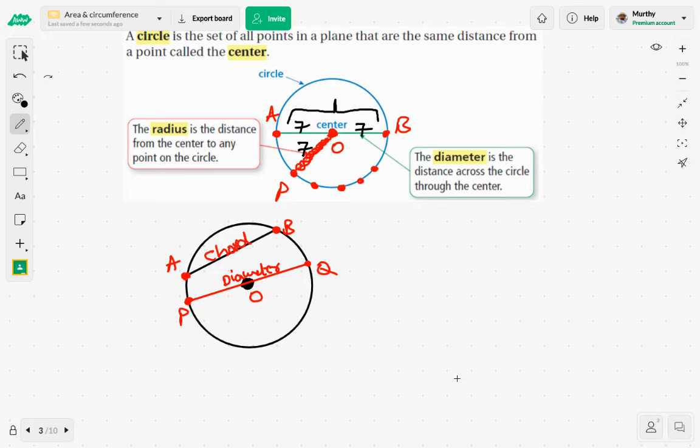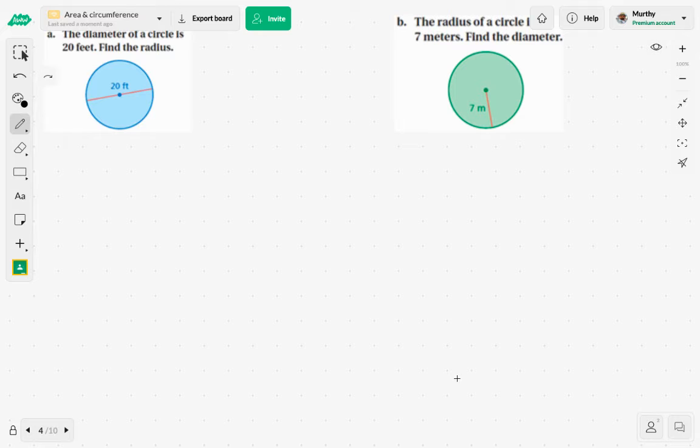Okay, so let's kickstart with simple questions. The diameter of a circle is 20 feet. Let me remember what a diameter is. A diameter is a line segment whose both endpoints are on the circle and it passes through the center. So it's given that diameter equals 20 feet, and the question is, what is the radius? Sounds a little bit silly. Think for a moment. What could be the radius?